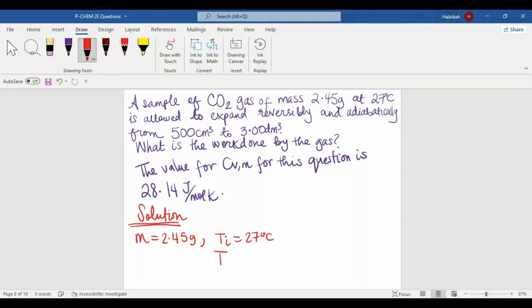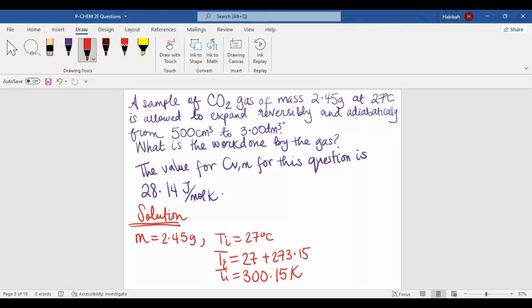And we can simply convert it to Kelvin, because that's how we want our questions in thermodynamics. We always want it in Kelvin. So we can just say 27 plus 273.15. So T initial is going to be 300.15 Kelvin.